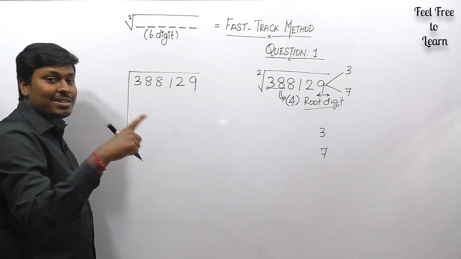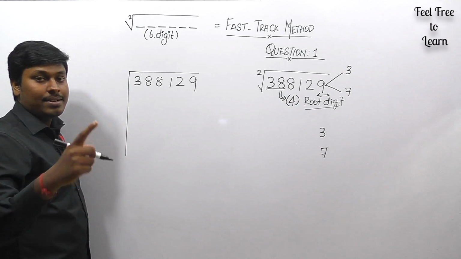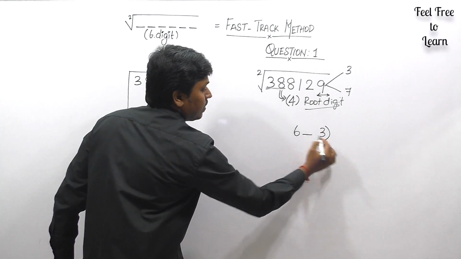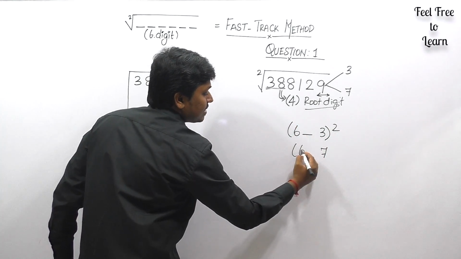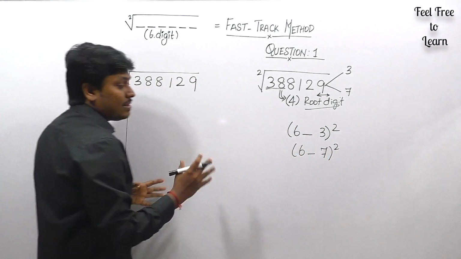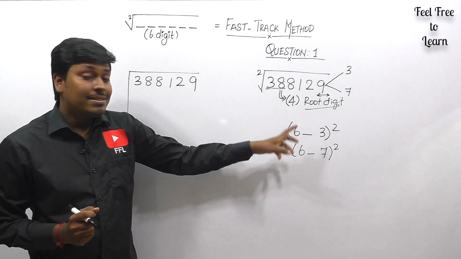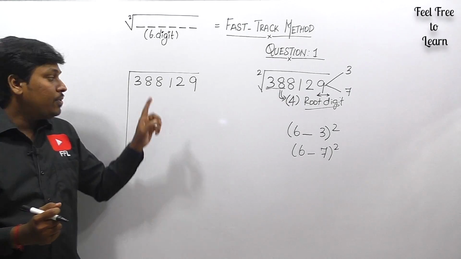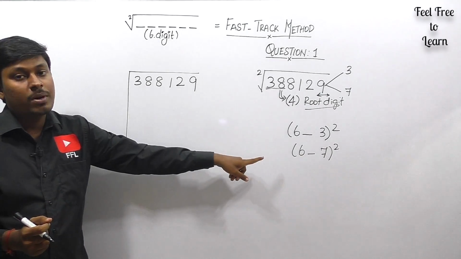5 5s are 25, 6 6s are 36, 7 7s are 49. So definitely it will not be 7, it will be 6. So 6 dash 3 the whole square, or otherwise 6 dash 7 the whole square. Listen here, it must be one of these. And now by using a traditional method, we are going to find the square root of that number.